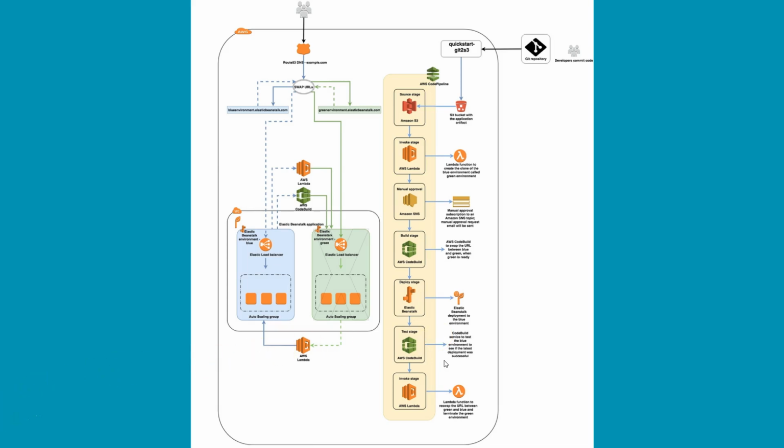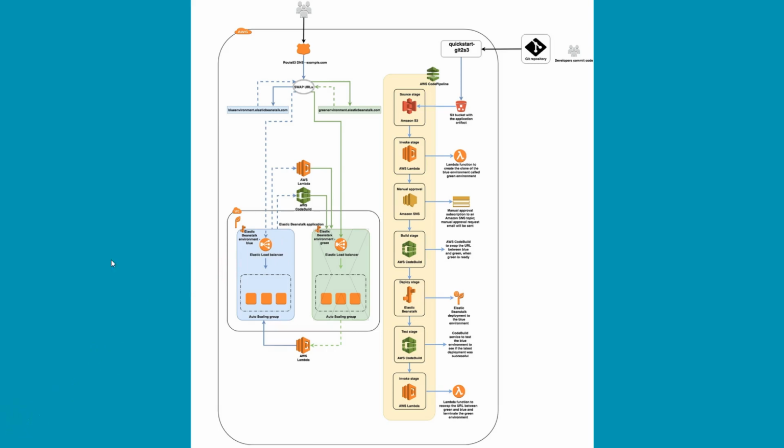And if the test is successful, then the very last stage is the invoke stage, where a Lambda function is going to re-swap the URL between the green and the blue environment, and then terminate the green environment, so that the tested and updated environment is once again the blue environment.